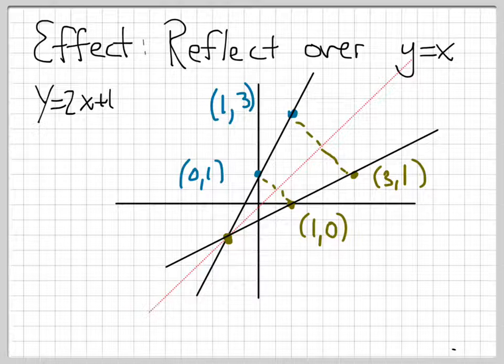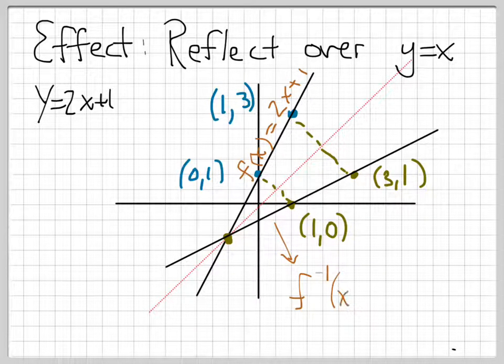Right, and so if this top line here, let me grab another color, if this top line is f of x equals 2x plus 1, this bottom line is what we're going to call f inverse of x. And we'll figure out how to get an equation for that, but for now, just know that the effect of flipping over y equals x gives you the inverse function.